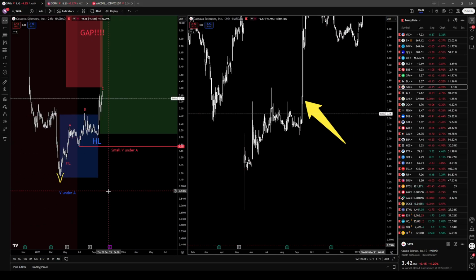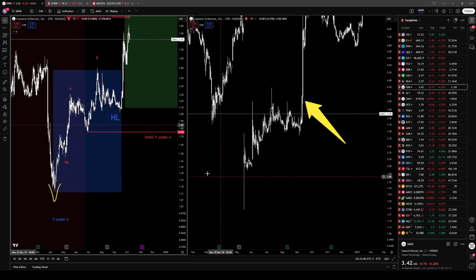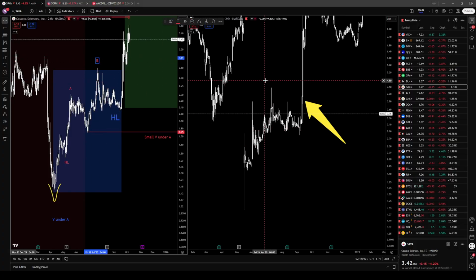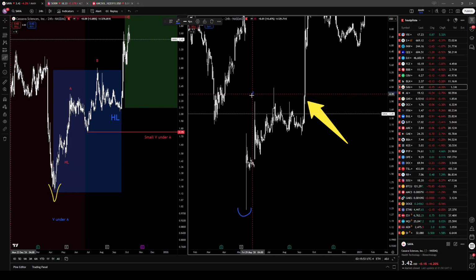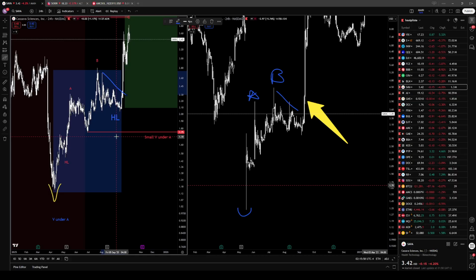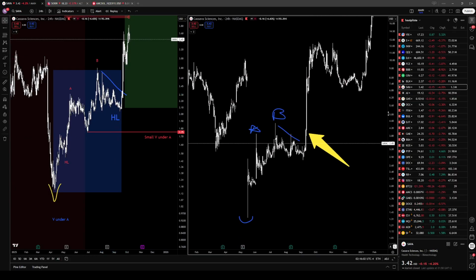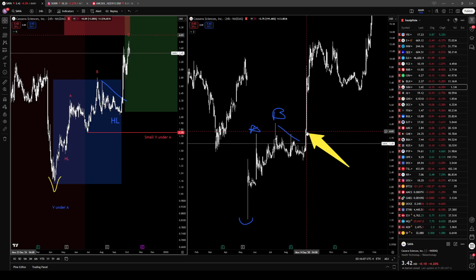The thing is, if you compare these two side by side, this would be your B. This would be your A. This would be your B. And then the pullback, and then you just go. So, in my opinion, where we could be is exactly here. So I'm really interested what the stock is doing next.